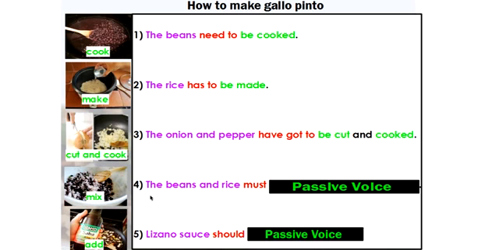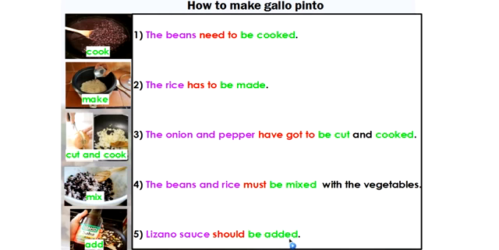Okay, the next step, mix. So the beans and rice must be mixed with the vegetables. Again, the modal and the conjugation for the passive voice. And the very last step in our process for making gallo pinto, the most important thing, right, is that the Lizano sauce should be added. But again, some people don't add Lizano sauce, so this is a reason why I said should, right? It's more of a recommendation, not mandatory. Lizano sauce should be added.